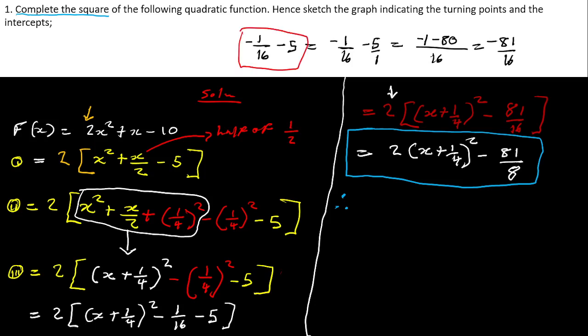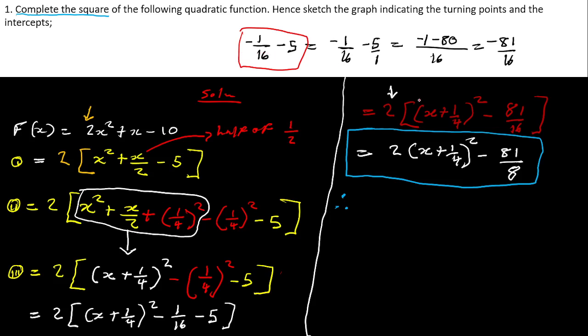So let's quickly look at the other parts of the question. For this one, we have responded to complete the square. Now we need to look at the other part of the question, which is sketch the graph, indicating the turning point and the intercepts.